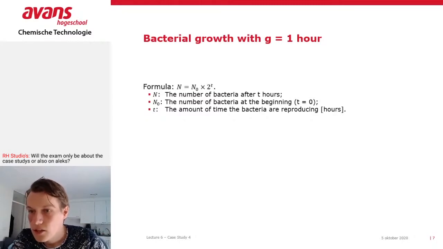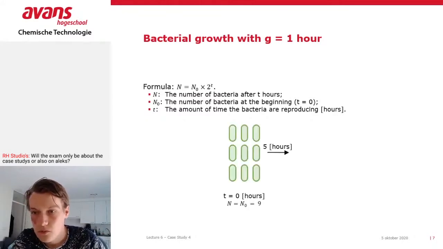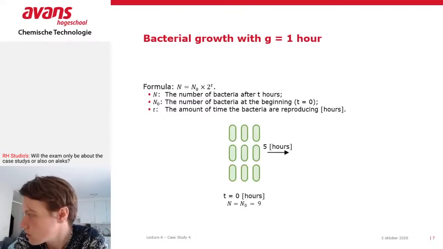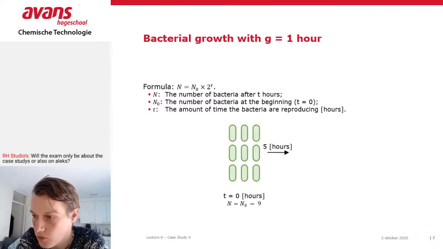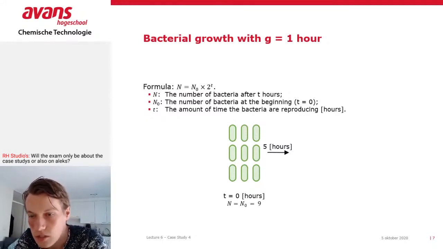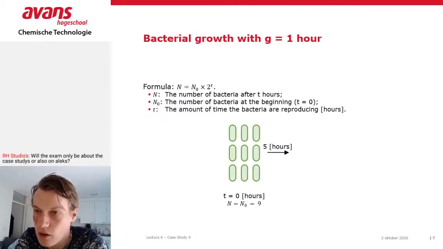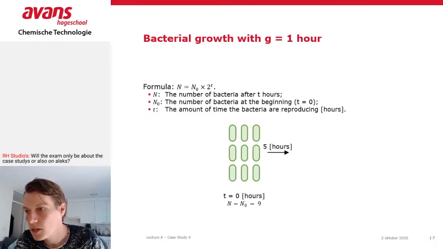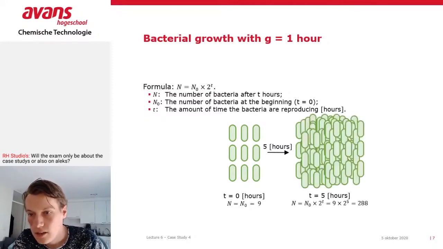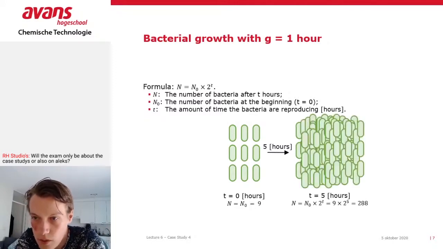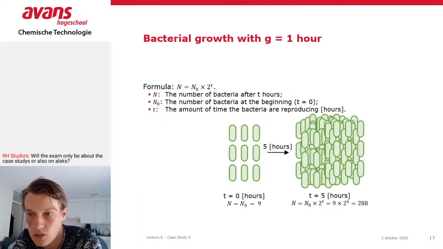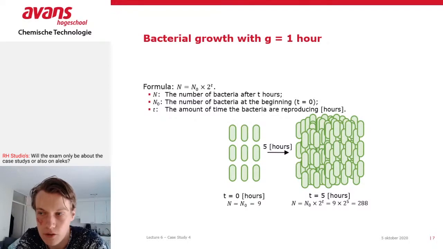And you can use this formula to calculate more complex questions about the amount of bacteria after several hours. For instance, if you've got 9 bacteria at time 0 and you let them grow for about 5 hours and the generation time is still an hour, you get n equals n0 times 2 raised to the power of t, so 9 times 2 raised to the 5th power. That means you have 288 bacteria after 5 hours.